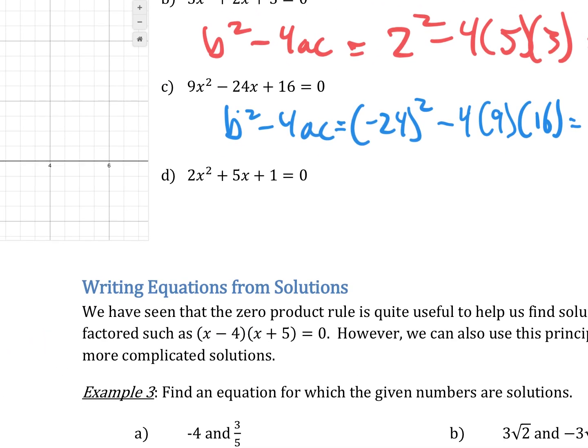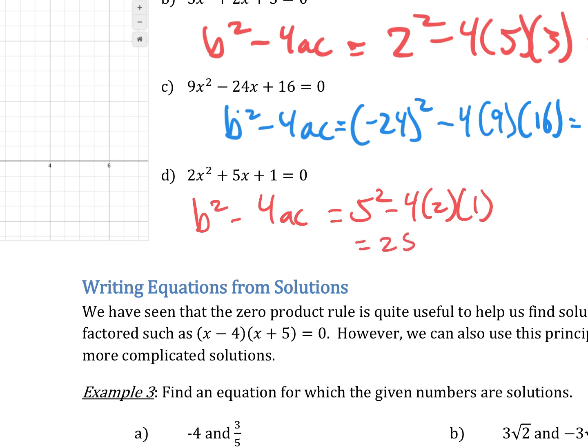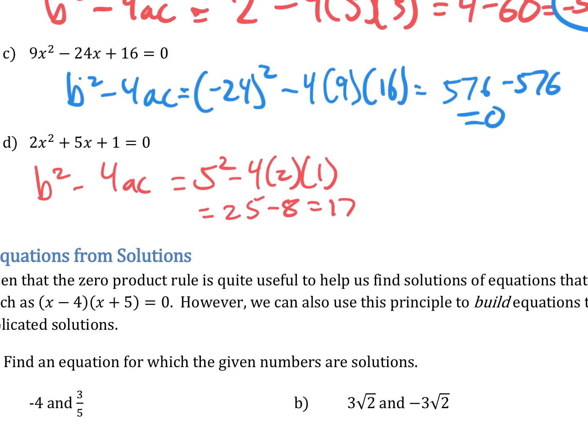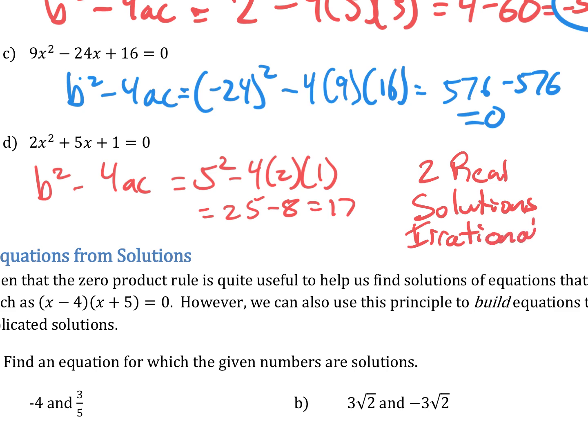All right, and we'll see one more situation here. We have b squared minus 4ac. That's the discriminant. And so this is going to be 5 squared minus 4 times 2 times 1. That's 25 minus 8, which is 17. What does that mean? Well, that means 2 real solutions, and those are going to be irrational. Because you can't take the square root of 17 nicely. So if we were to work this out, we'd have 2 irrational solutions.